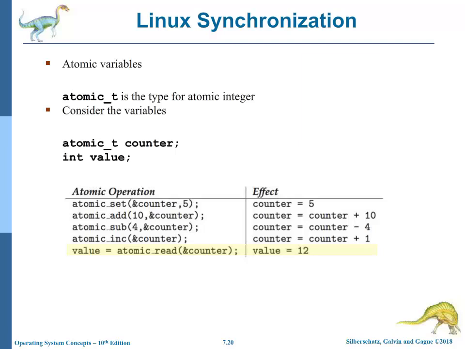Atomic_read atomically reads and returns the value. So in this example, it returns the value in the counter.